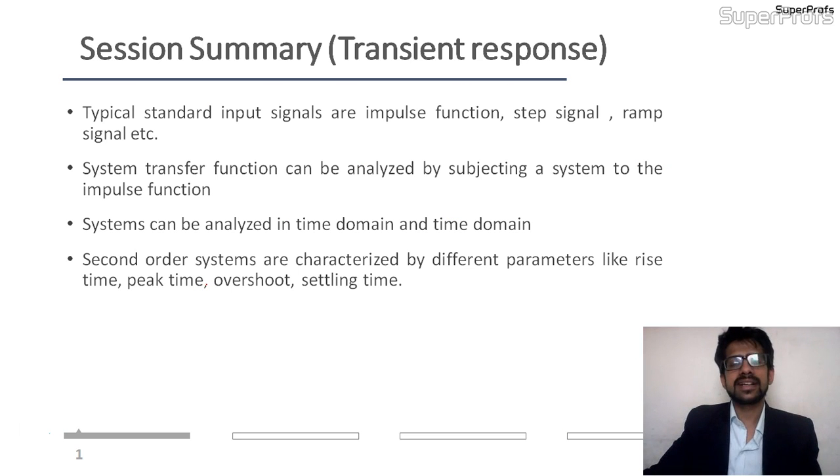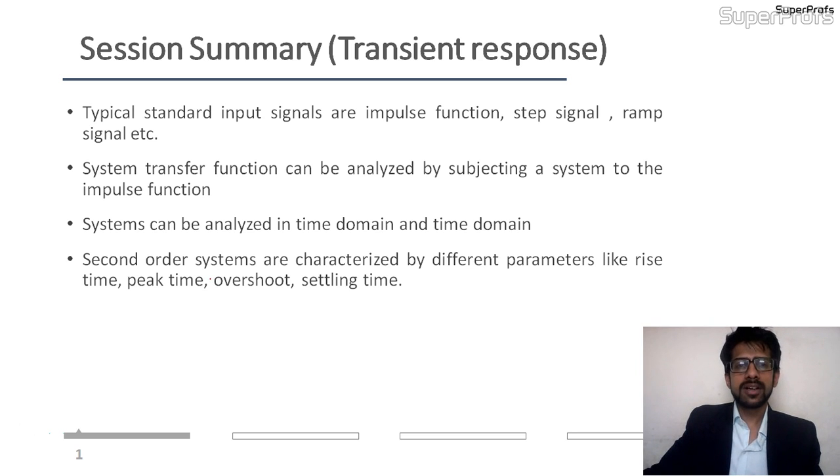Let us go forward and see the session summary for the chapter Transient Response. Initially we saw the typical standard input signals which are applied to different systems, and those are impulse function, step signal, ramp signal, parabolic signal, and sinusoidal signals. We also saw the Laplace transforms of these signals.